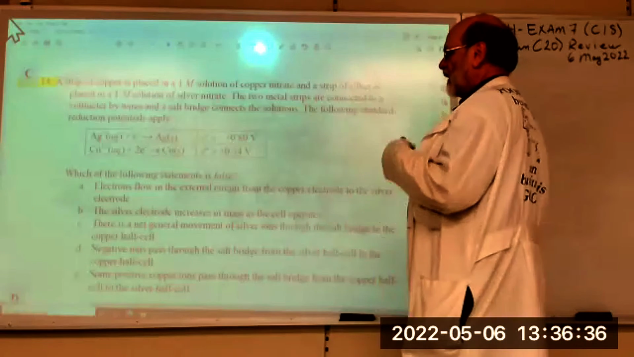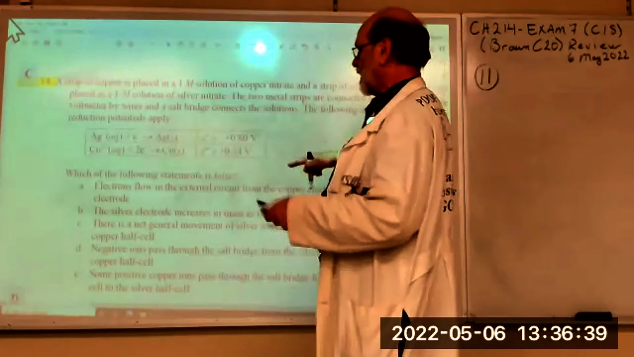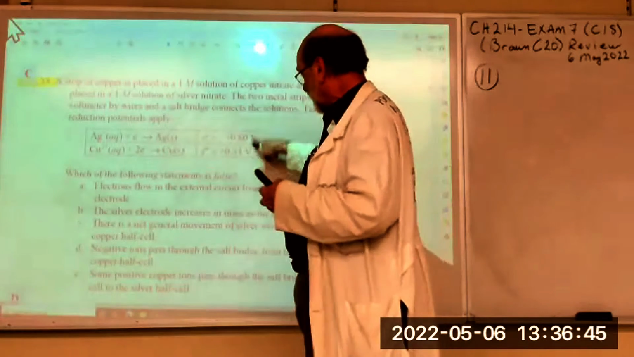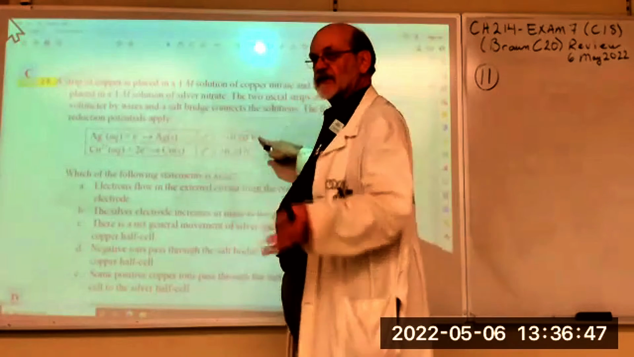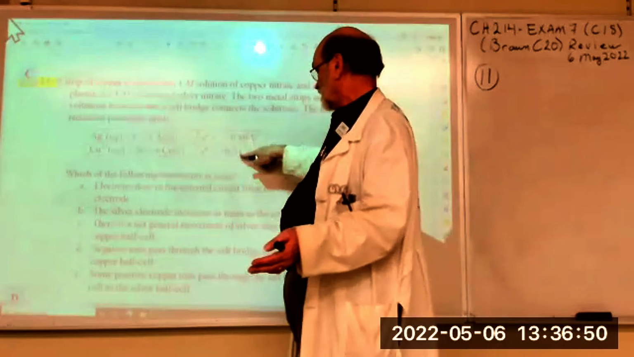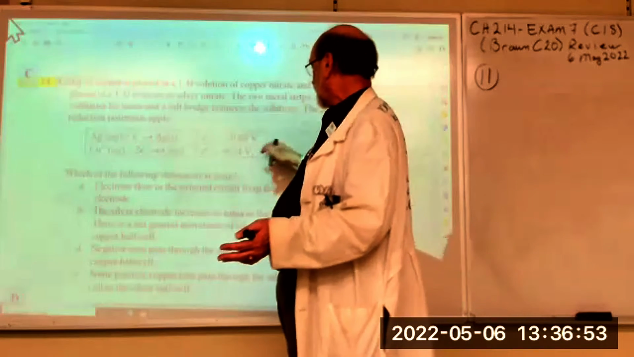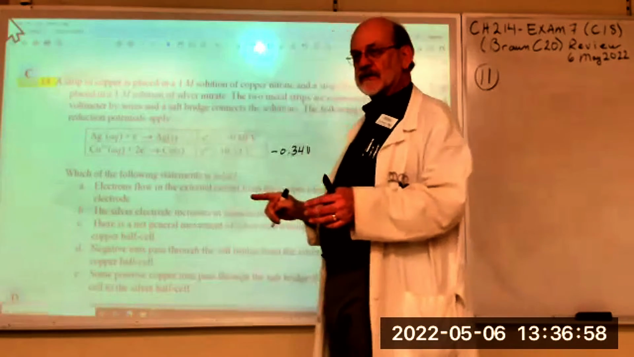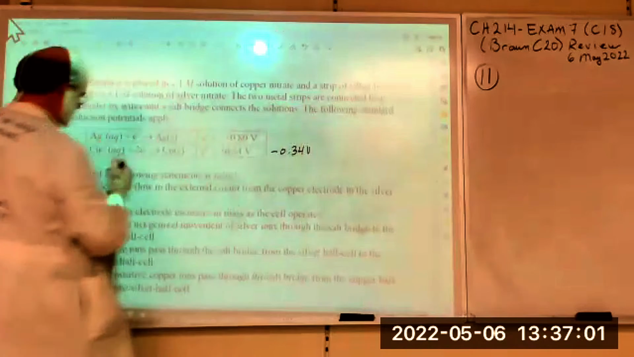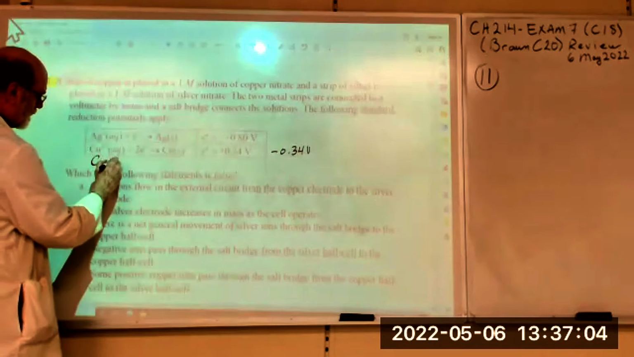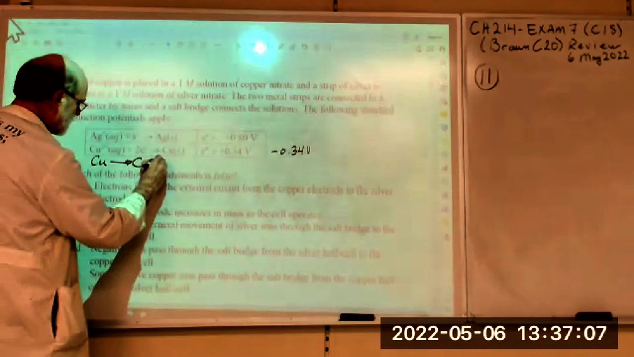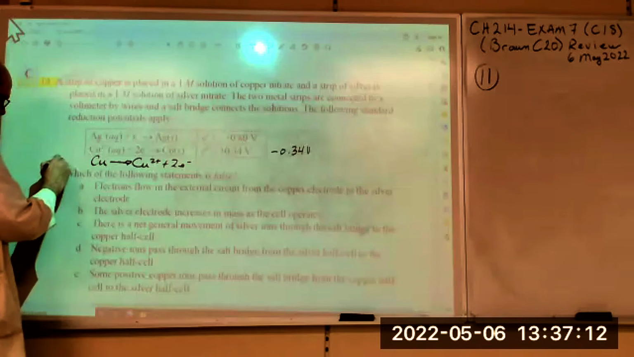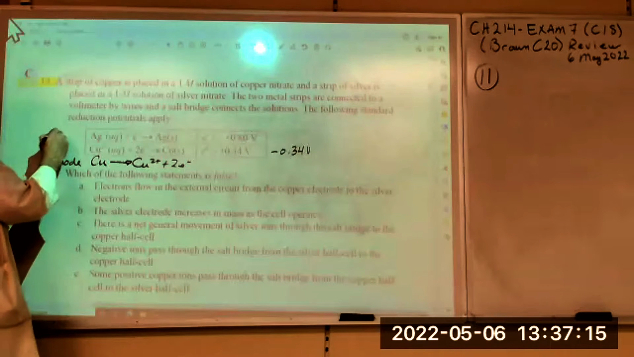Okay. What we have to do is decide which is the anode and which is the cathode. Right? And what I do is I look at these and say, all right, if I make this one negative, that's not spontaneous because the sum will be negative. So if I make this one negative, that will make a positive voltage. So that means this one has to be reversed. Copper yields copper 2+ plus 2 electrons. So this one is the anode, and this one is the cathode.